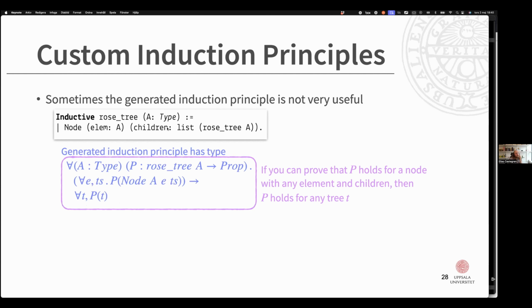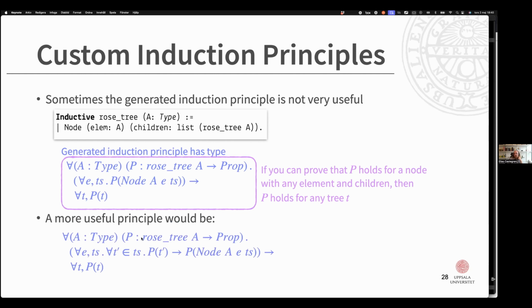So the generated induction principle is not sort of recursing through the list, as it were. A more useful principle would be something like this, where you say that for any tree that is in TS, if P holds for all the trees in the list TS, and you can use that to show that it holds for a node that contains these trees as subtrees, then you have the final thing.